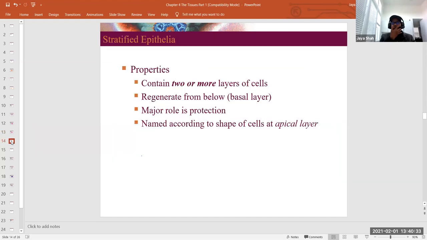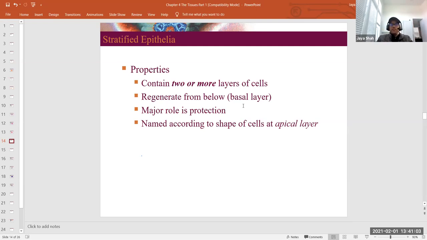Okay, now a stratified epithelium contains two or more layers of cells. They regenerate from the basal layer. So if there is a stratified layer, that means, let's see, this is my hand, fingers, and they are the cells: first layer, second layer, third layer, fourth layer. So this is the basal layer, this is the apical layer of the cell. When the apical layer cells die, these cells divide and slowly replace the dead cells, okay?